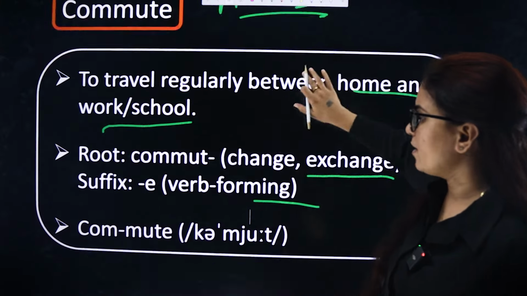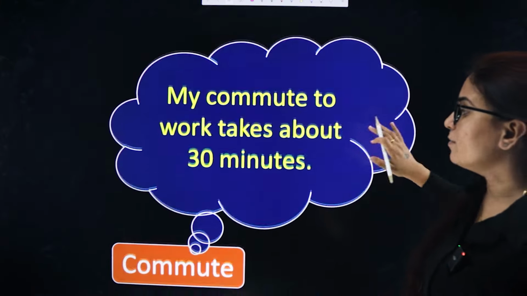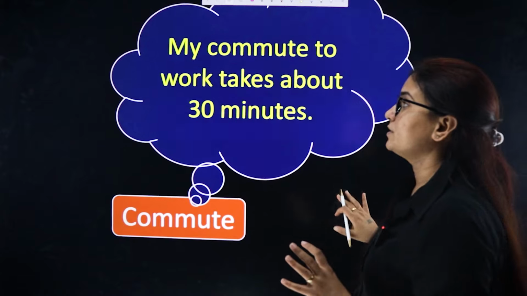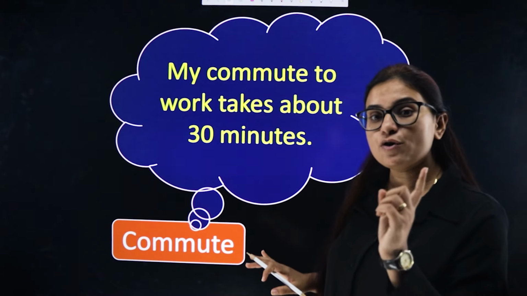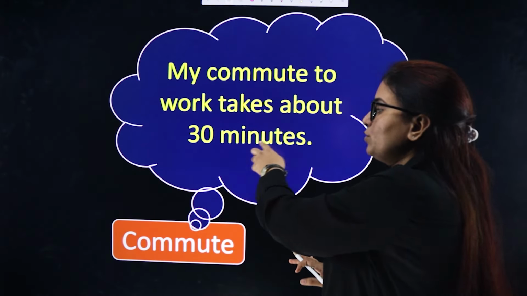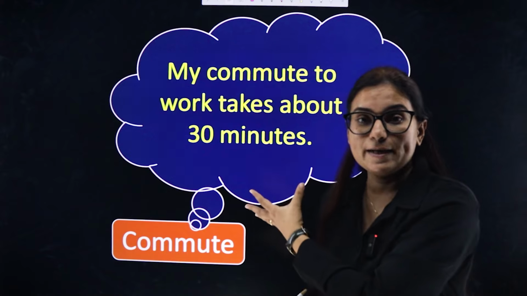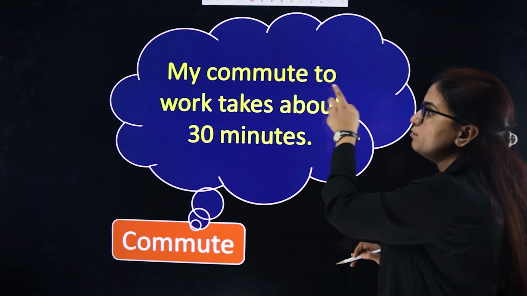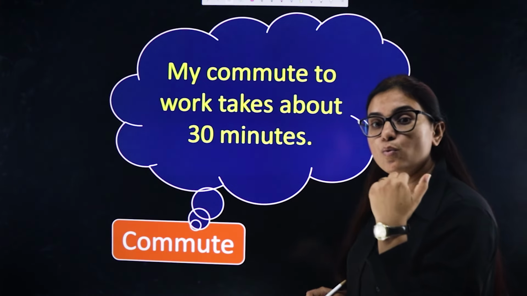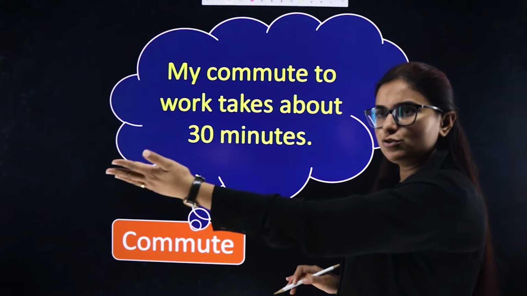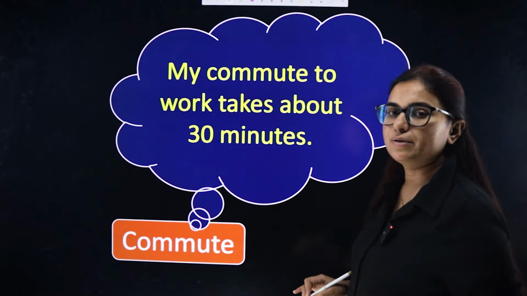Let's look at the example to understand it properly. My commute to work takes about 30 minutes, or my journey from A to B takes about 30 minutes. You do it every day. That's why it's written my commute to work. The time that I take to go from one place to another is 30 minutes.